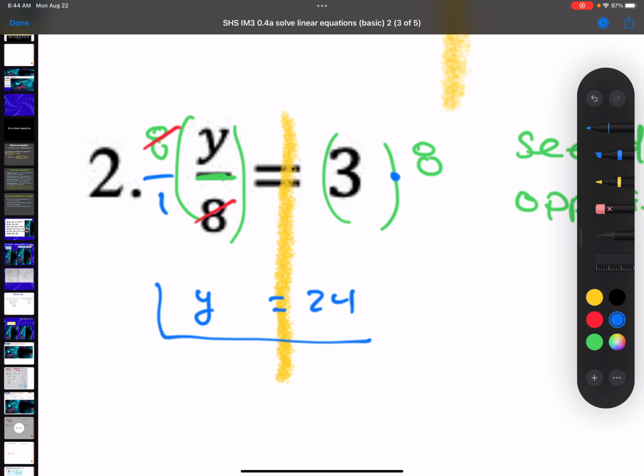24. Because if you put in 24 into y, to check your answer, that's what an equation is. 24 divided by 8 is 3. So you can always check your answer. What can you do? Check your answer, yeah.